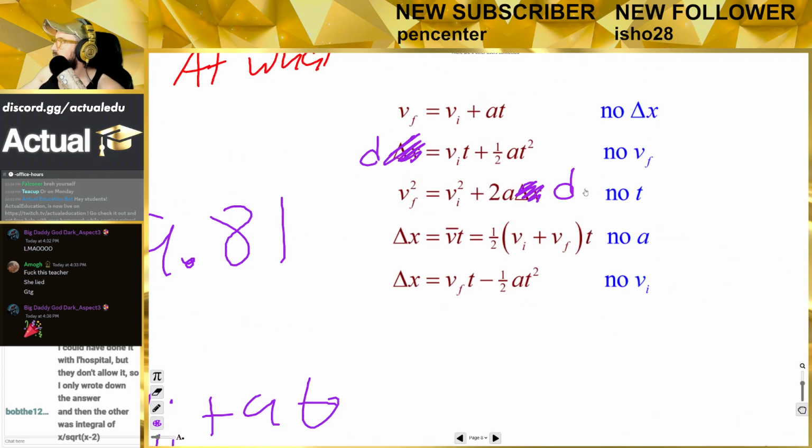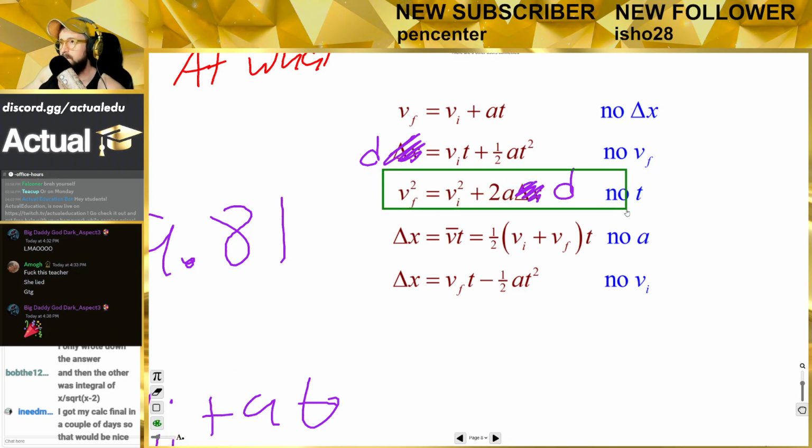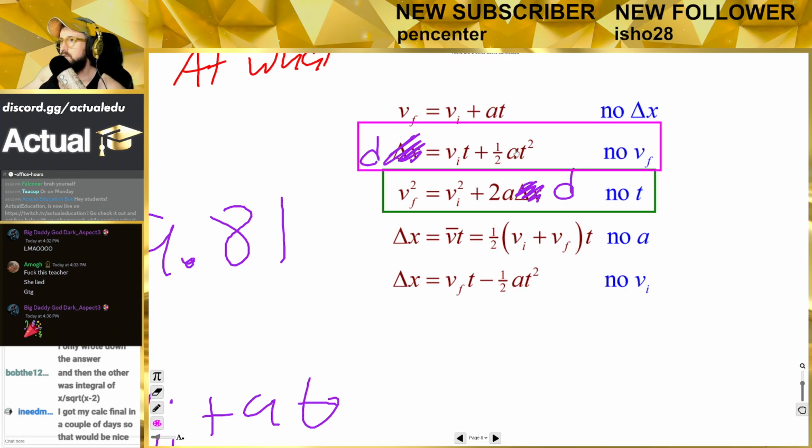It obviously isn't the first one, since that's missing the distance. That doesn't have distance in it. We can't use that one. What about the other ones? The third one is the right one because you do have all of them except for delta x, the distance. You could also use the second one because we figured out the time as well. We know the time was 2.04.